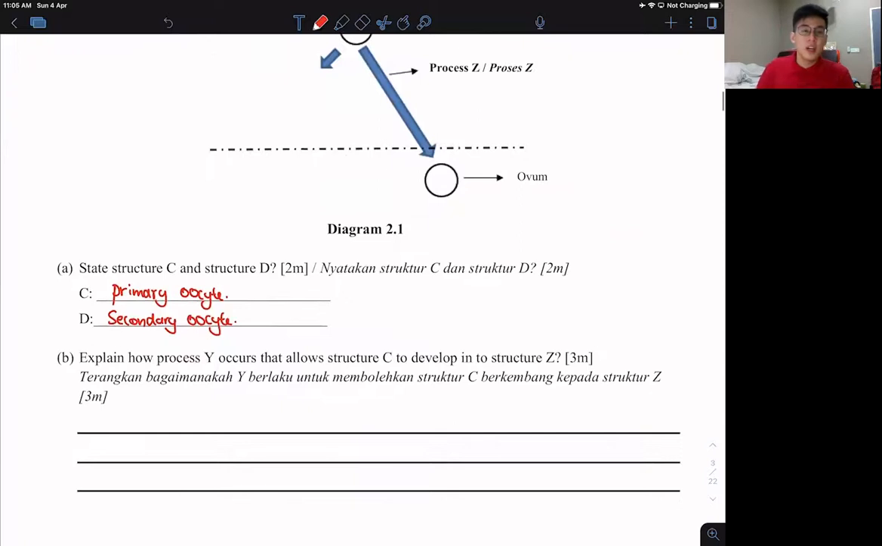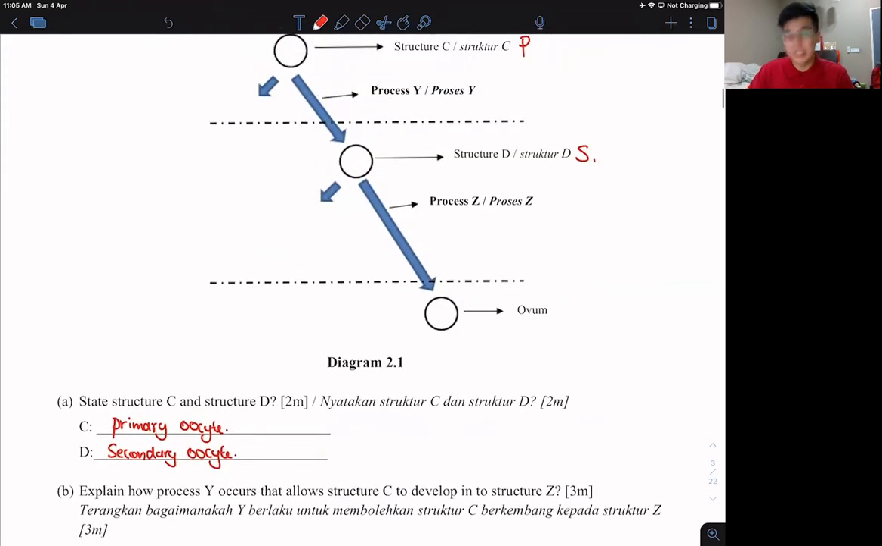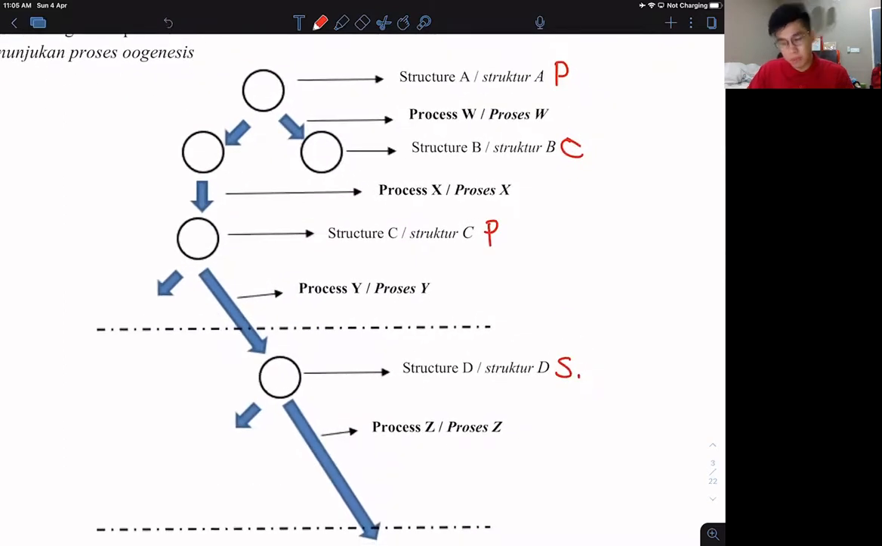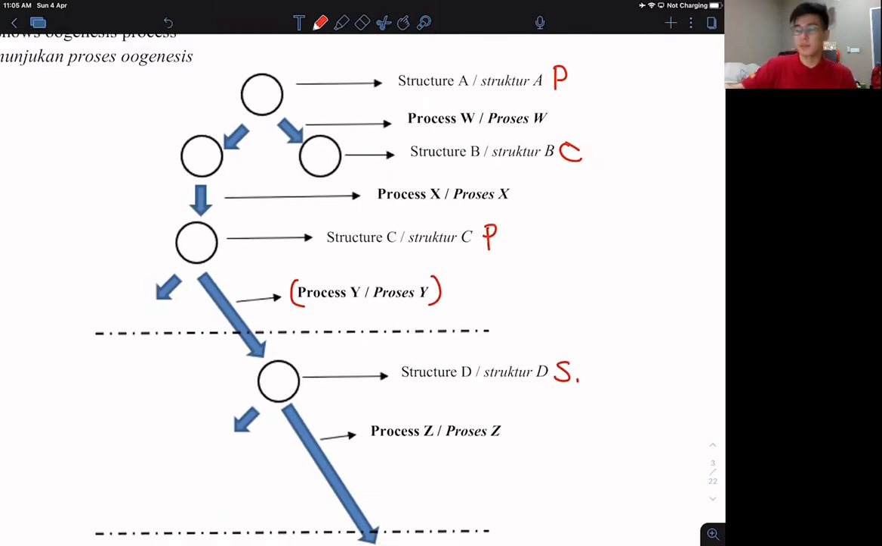B: explain how process Y occurs that allows structure C to develop into structure D. So how does C become D? Basically, you have to explain process Y. I don't label it for you already. Tell me, what is process Y?